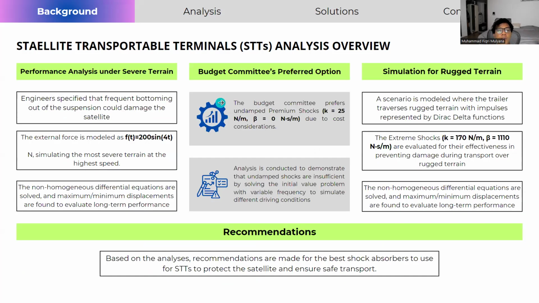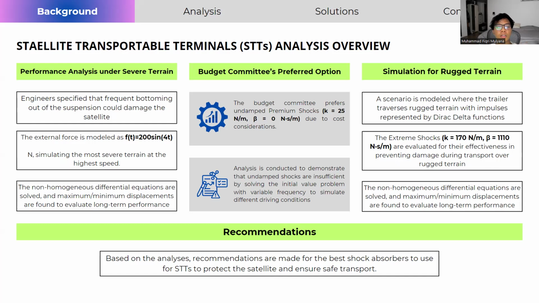Next is performance analysis under severe terrain. Engineers specified that frequent bottoming out of the suspension will damage the satellite. So the external force is modeled as F(t) equals 200 sin(nt), where n is simulating the most severe terrain at the highest speed. Then the non-homogeneous differential equations are solved, and the maximum and minimum displacements are found to evaluate the long-term performance.